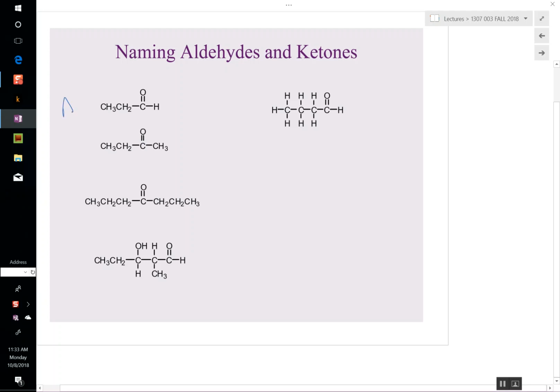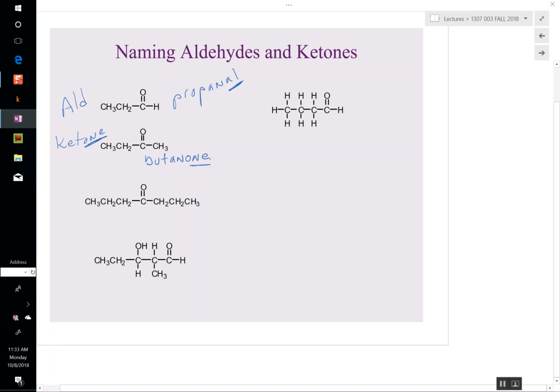So this is an aldehyde, and it is propanal. So we're bringing the Al from the aldehyde. The second one, butanone. And it is what? Aldehyde or ketone? Ketone. And so we're taking that ONE, butanone. So we're taking the ONE out of the word ketone and adding it as the suffix.